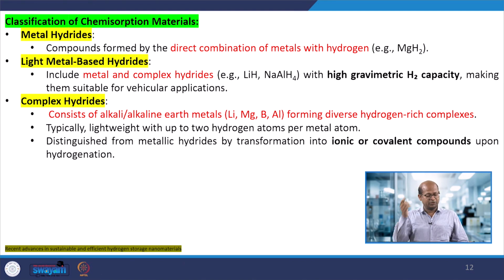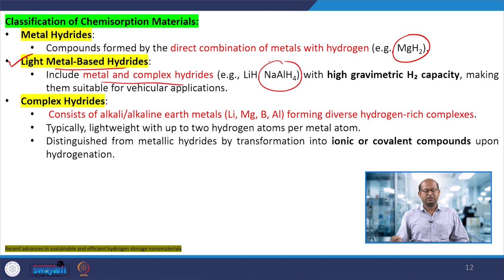Classifications of the chemisorption materials: we can see metal hydrides, that is direct combinations of metals with hydrogen. Magnesium hydride is one example, or some light metal based hydrides. Then there are complex hydrides, you can say lithium aluminum hydride, sodium aluminum hydride, this type of materials. Those materials also contain a high weight percentage of hydrogen. These are also complex metal hydrides, meaning lithium aluminum hydrides or sodium aluminum hydrides.